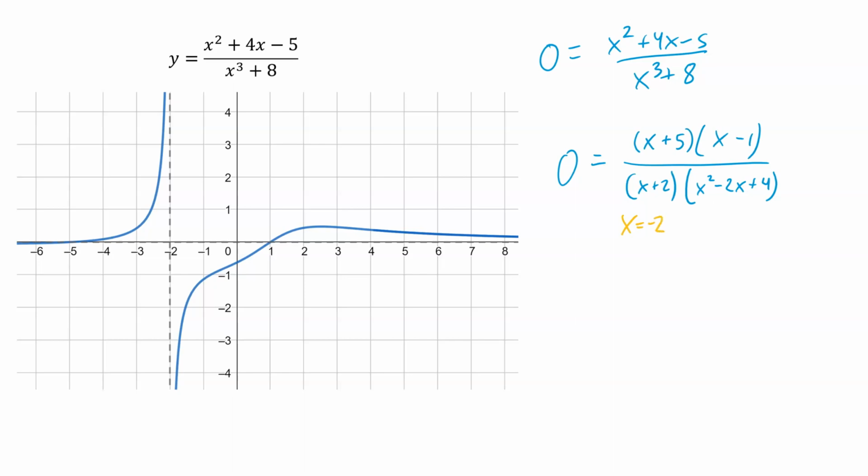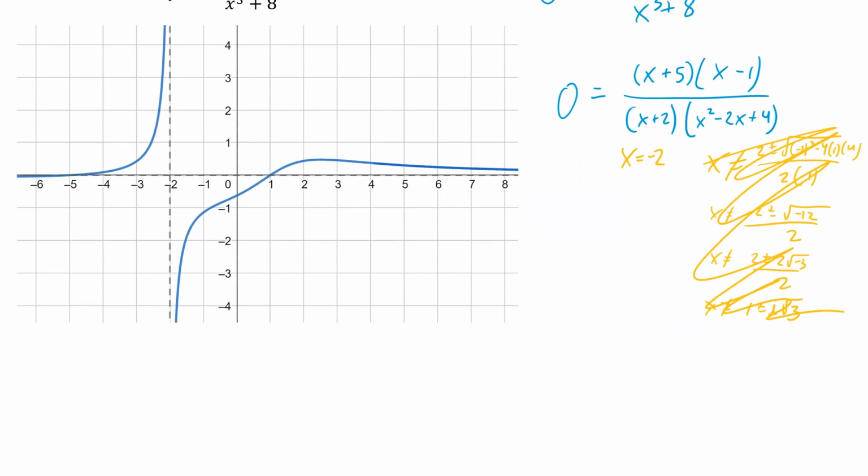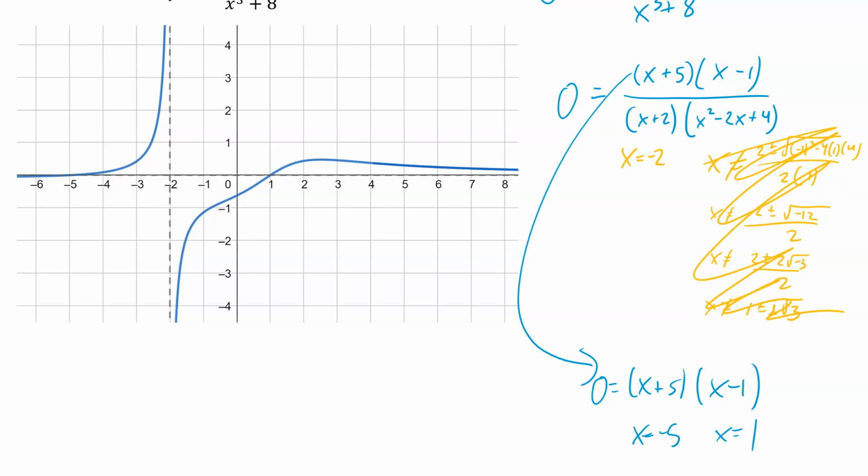X can't be -2, and x can't be this imaginary thing, but who cares about the imaginaries? X can't be -2. The solutions are going to be where the numerator is 0. The numerator is 0 at -5 and at 1, and neither is an excluded value. My x-intercepts are 1 and -5.